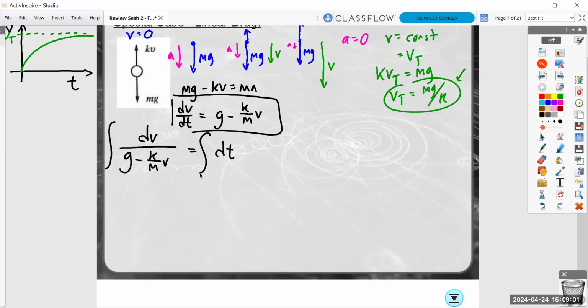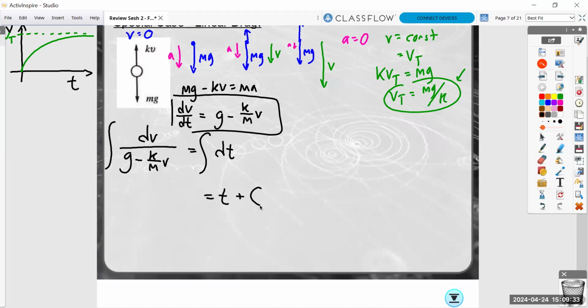All right, the right side is very easy. Let's do the right side first: t. Of course, we should be responsible. These are indefinite integrals, so we should do plus C in this case. Now, my left side looks awfully complicated, but it's dv over some stuff that involves v. And so hopefully this stirs that calculus thought in your brain: what kind of vibe does this give you for an integral? It gives you an ln vibe.